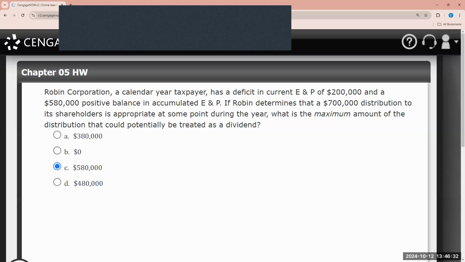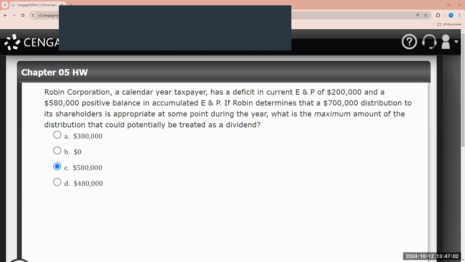If distributions are paid later in the year, it's a ratable share of current E&P. The E&P deficit would be decreased. And in the event that the distribution was made on December 31st, we would net the $580,000 against $200,000, and the maximum dividend would be $380,000. So again, the timing of a dividend payment, or the timing rather of a distribution, also has an impact.